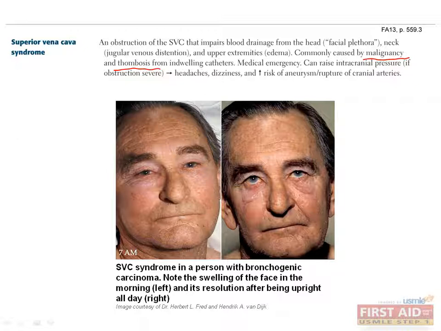This condition is obviously a medical emergency, and treatment choices include steroids, diuretics, endovascular shunt, as well as surgery, radiation, and chemotherapy directed towards the lesion.